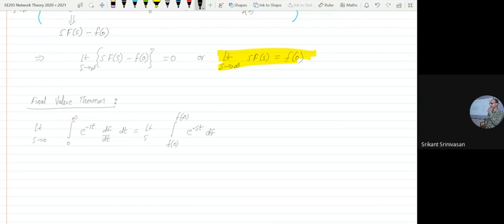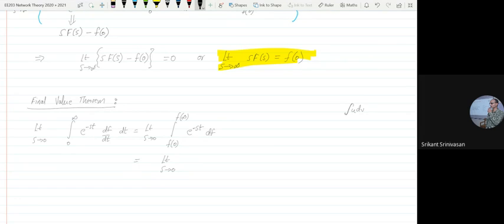What is the formula for integral of u dv? Can anyone tell me? U square upon 2. Integral of u with respect to v, d... UV, sir. UV. Okay.